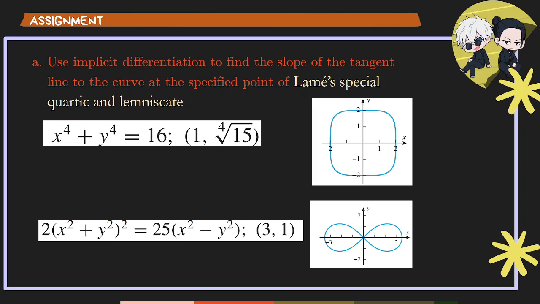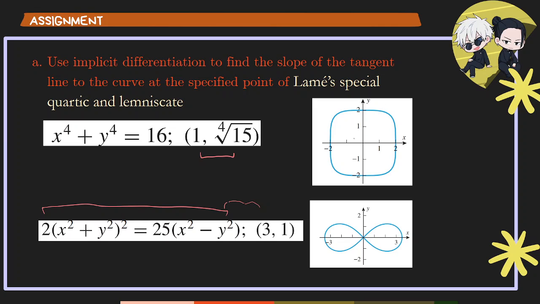Oh, any question? Ito yung point. Di ba yun yung point? Tapos ito yung equation. Pinapahanap sa inyo yung slope ng tangent line. Slope lang yan. Tsaka yung equation ng tangent line. Dali lang yan. So this is what we call the Lamie special quartic.